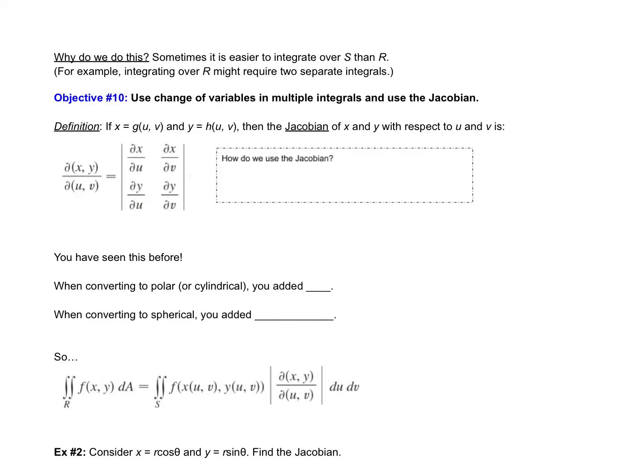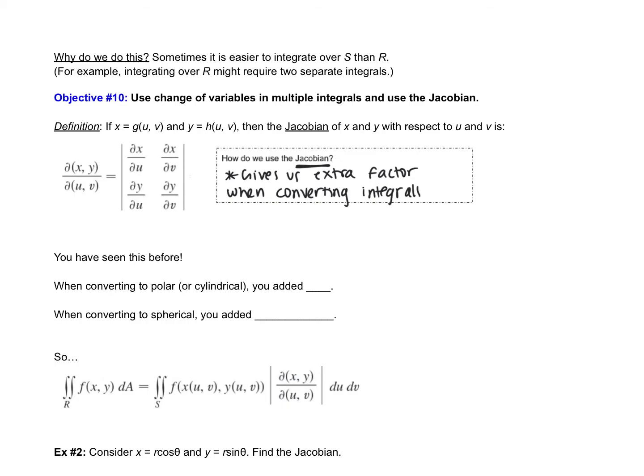And then if you remember, these bars indicate the determinant. So we are finding the determinant. We're not finding a matrix. We're using the matrix to find the determinant. And again, the question you should be asking yourself is, why do we care about the Jacobian? Why we care about the Jacobian is it gives us the extra factor when converting our integrals.